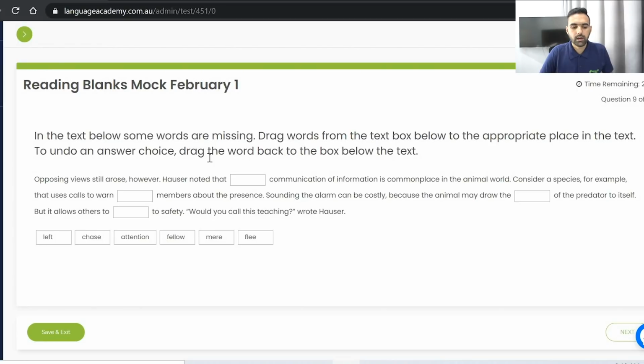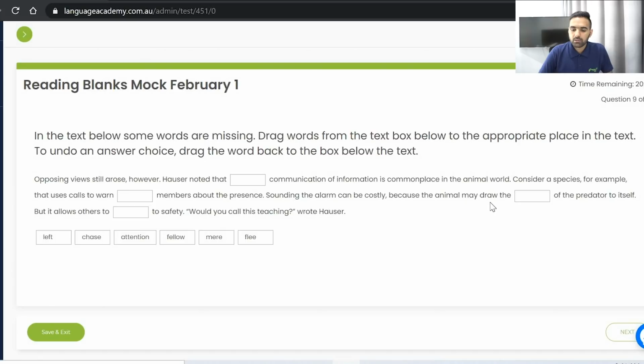Alright, let's have a look at the answers for this one as well. Opposing views still arose, however, Hauser noted. Remember I told you in the last blank as well that dash communication of information is commonplace in the animal world. Consider a species, for example, that uses calls to warn dash members about the presence. Sounding the alarm can be costly because the animal may draw the dash of the predator to itself, but it allows others to dash to safety.